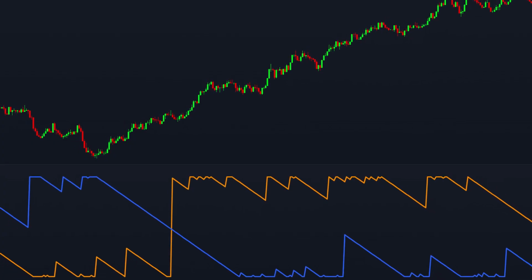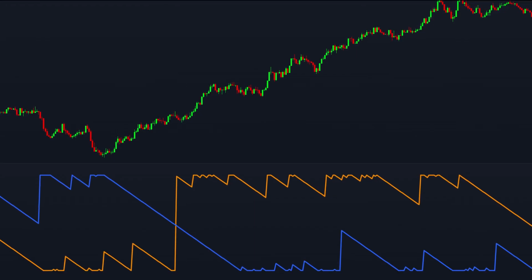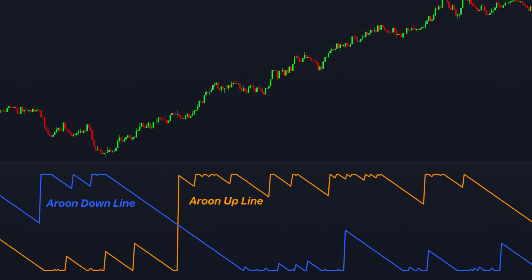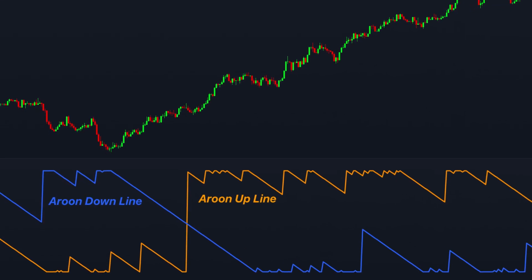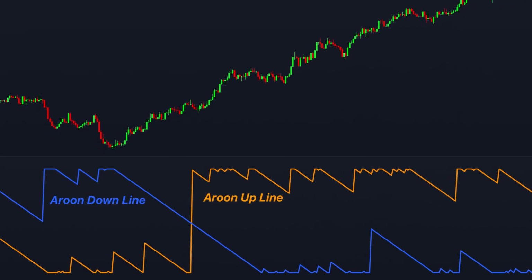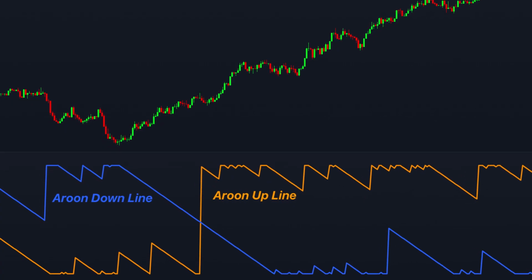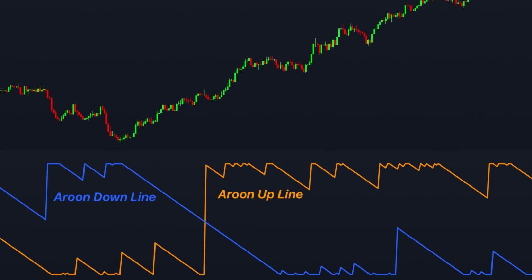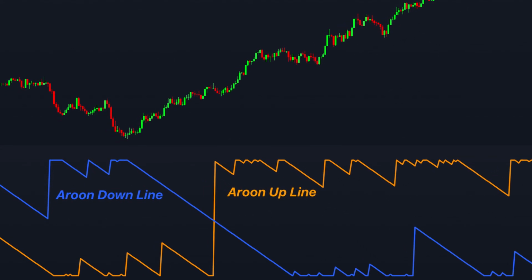If we look at the Aroon, we'll see two lines, a blue and orange one. The orange line is the Aroon up line, and the blue line is the Aroon down line. Both of these indicate how much of a trend is present in the up or down direction. But what does it actually mean when we see a line reach the 100 mark? Like we talked about earlier, an uptrend requires the market to make higher highs, and this is exactly what the orange line is telling us.